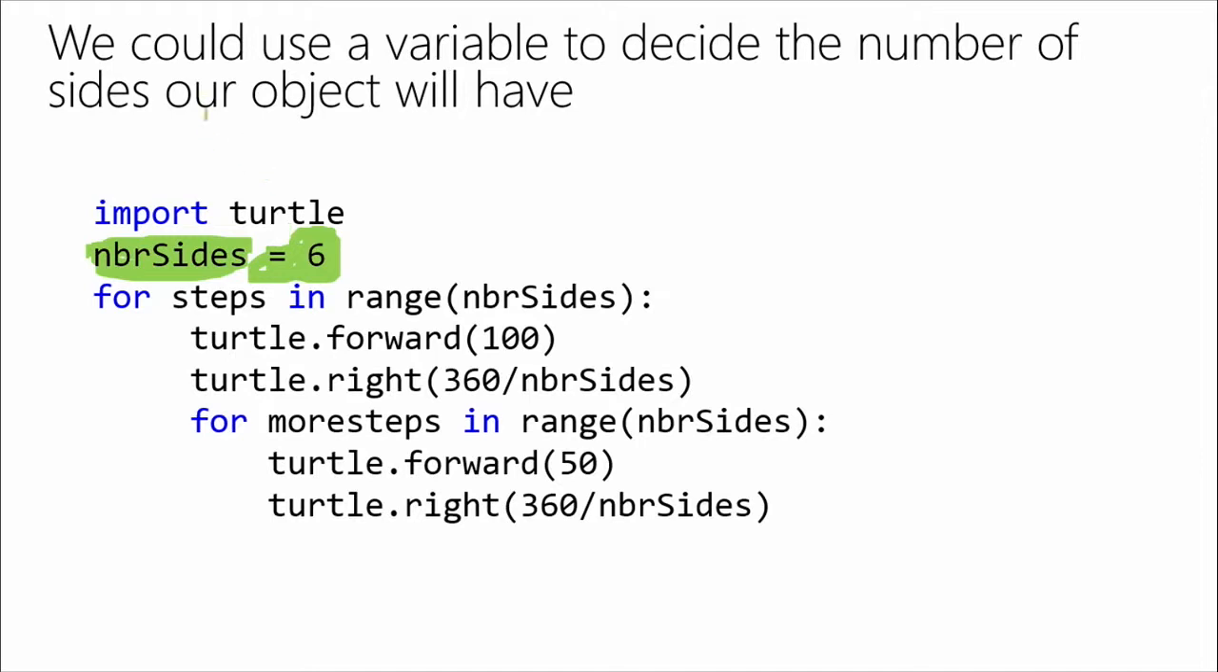By doing this, I can just say, if I want a 6-sided object, execute the loop 6 times. But instead of putting the number 6, I'm saying just read the number of sides of the object from my variable.